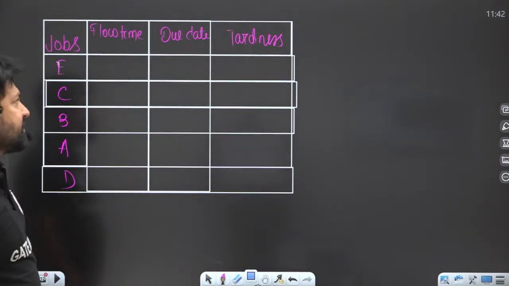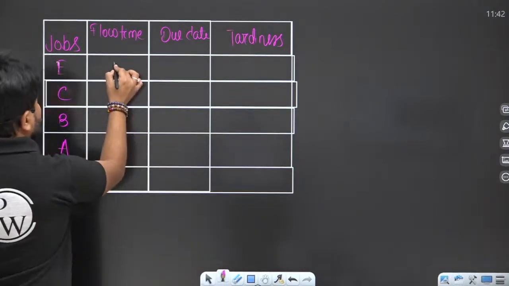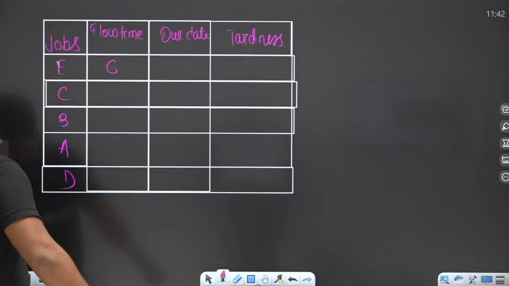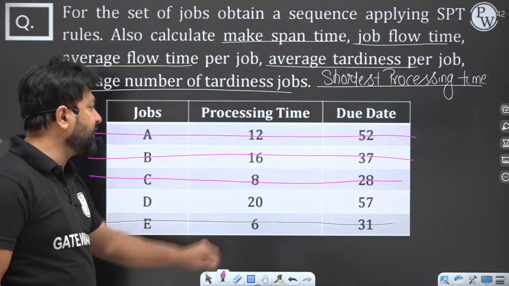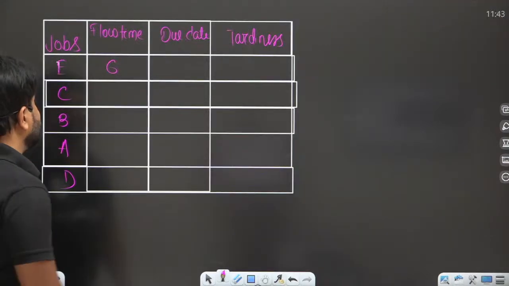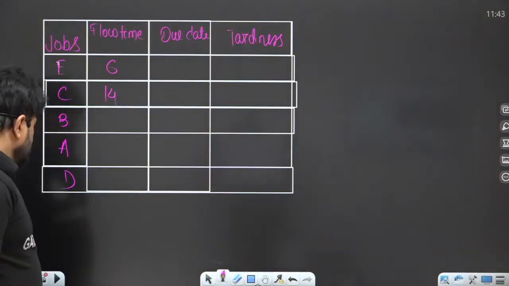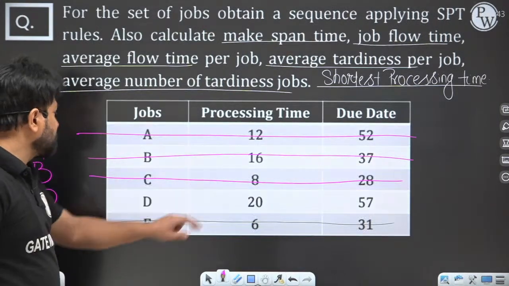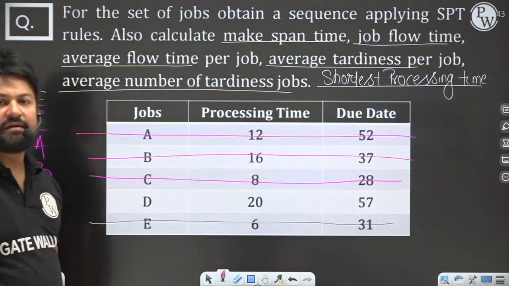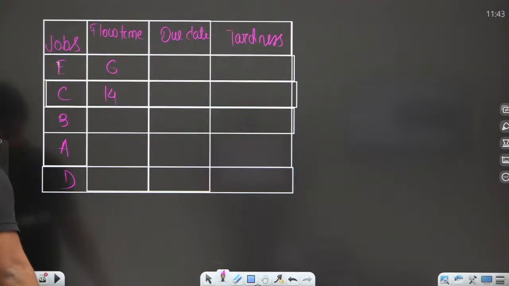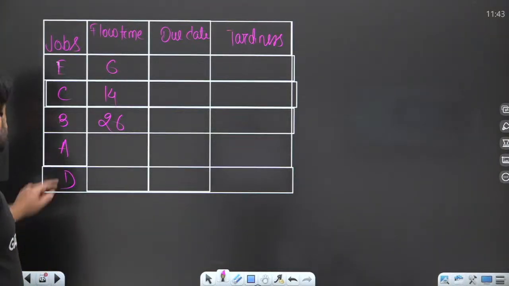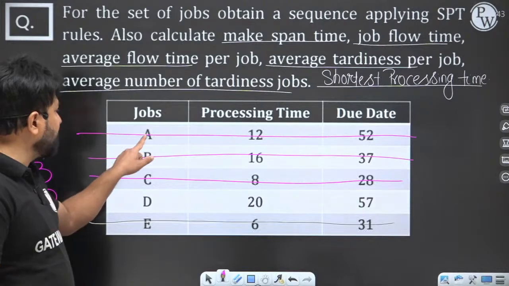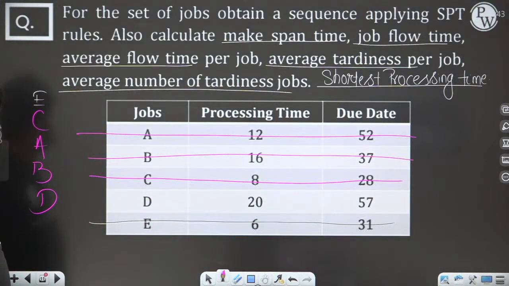Now, what is the processing time of E? That is 6. So write down 6. What is the processing time of C? C is 8. So flow time is 8 plus 6, that is 14. Now, processing time of B is 16. So flow time is 16 plus 14, that is 26. Again, processing time of A is 12.